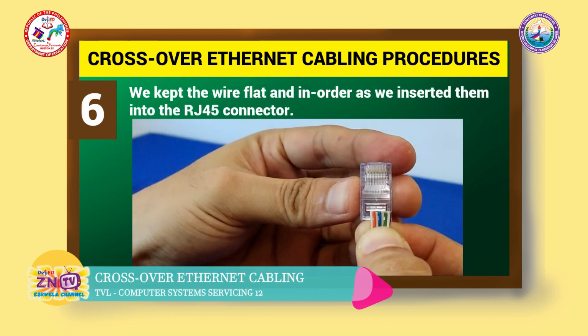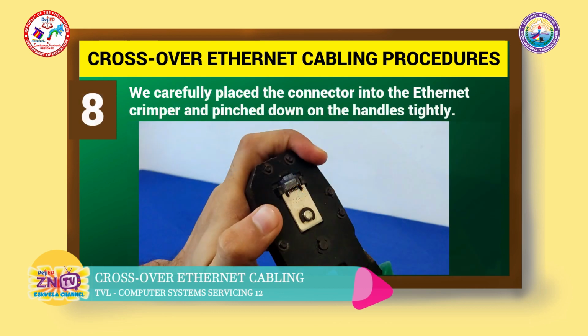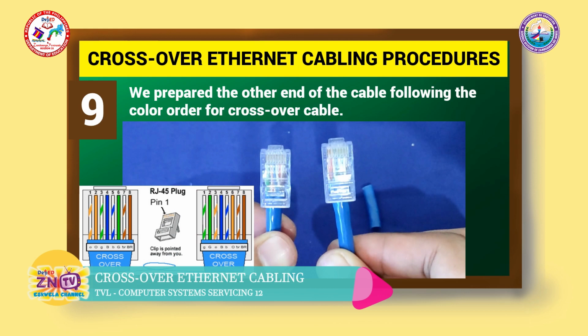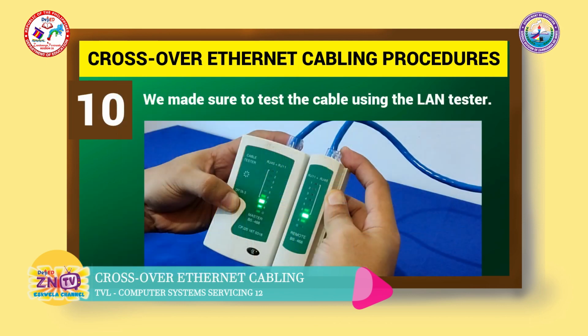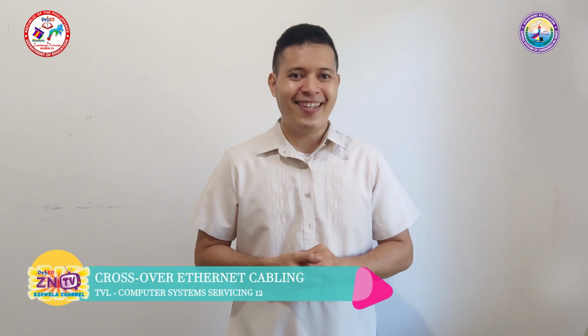Sixth, we kept the wire flat and in order as we inserted them into the RJ45 connector. Seventh, we took view from the top and made sure the wires were all the way in. Eighth, we carefully placed the connector into the Ethernet crimper and pinched down on the handles tightly. Ninth, we prepared the other end of the cable following the color order for crossover cable. Tenth, we made sure to test the cable using the LAN tester. There you have it! Isn't it so easy?